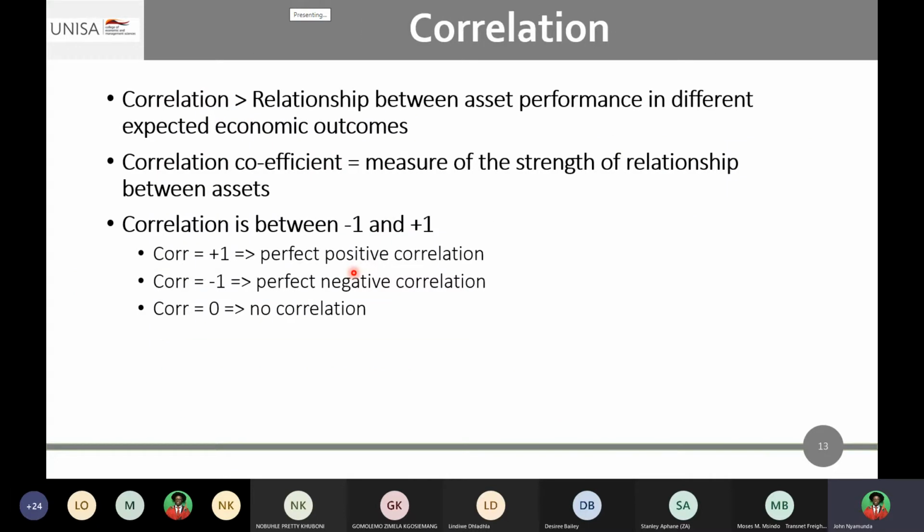Okay. Now we are going to talk about one of the fundamental concepts in investments called correlation. When we talk of correlation, we are talking about the relationship between two types of assets. So we are saying different assets behave differently under different conditions.